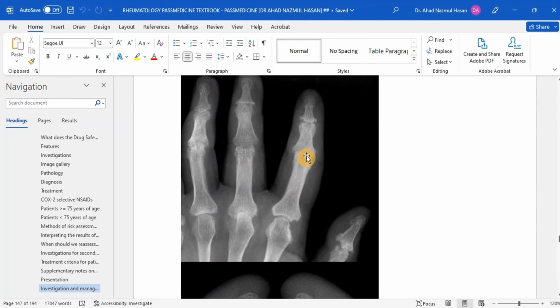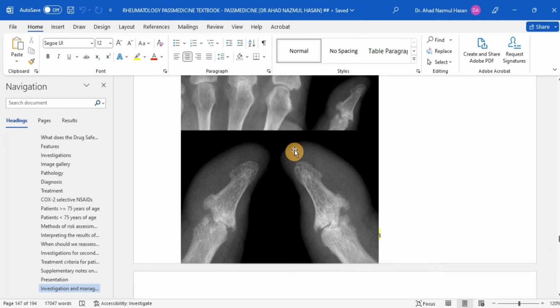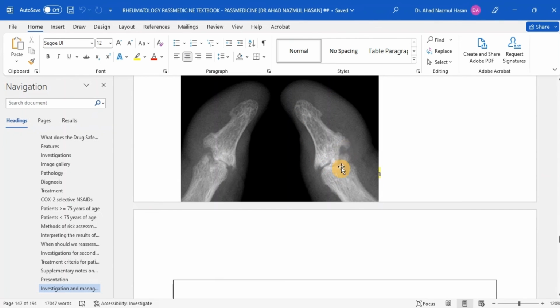There is periosteal reaction, and periosteal reaction may be found in case of psoriatic arthropathy. And there is also evidence of joint destruction here.